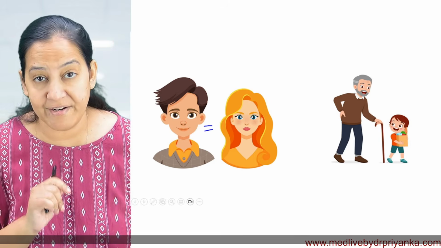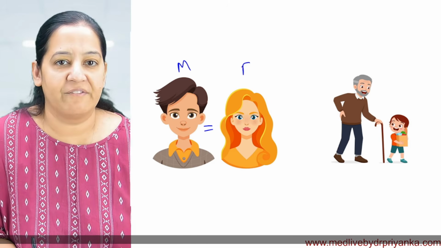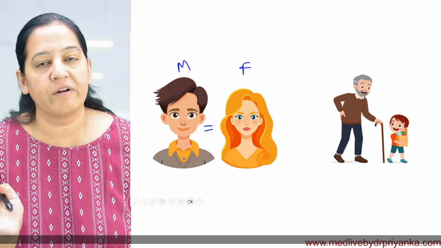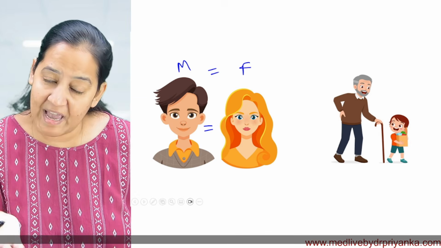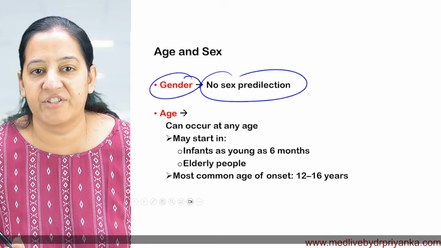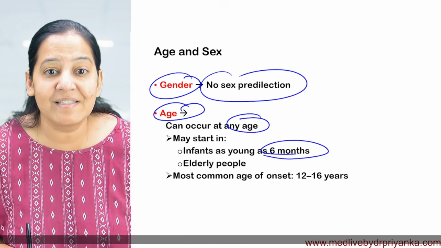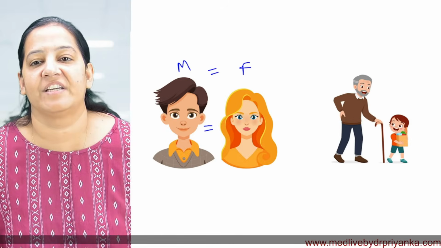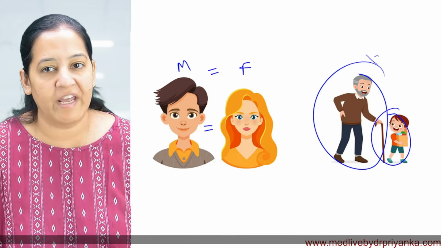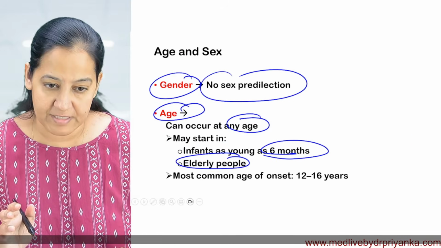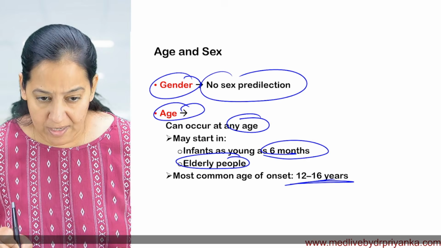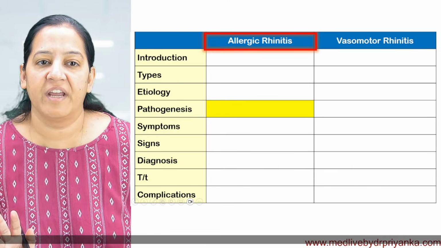I am teaching you the topic allergic rhinitis. So it is equal in males and females. It is not more in males, not more in females. Both have equal incidence and prevalence. What about the age? It can occur at any age. It can be as young as 6 months. It can be as old as 78 years. For age also, there is no particular prevalence. The most common age we have noticed is 12 to 16, but it can occur at any age.